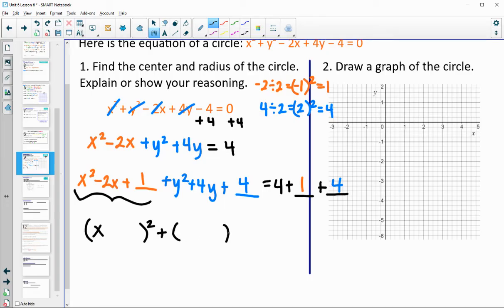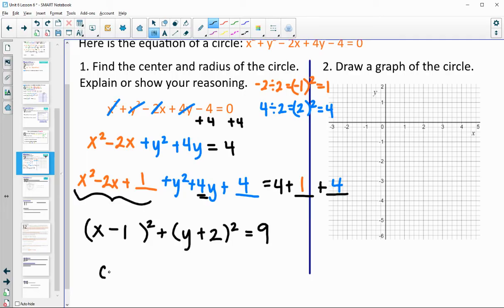And we'll do that with the y part as well. So negative 2 divided by 2 was negative 1 for that middle term. 4 divided by 2 was positive 2 for this middle term. And then we'll combine these. 4 plus 1 is 5 plus 4 is 9.